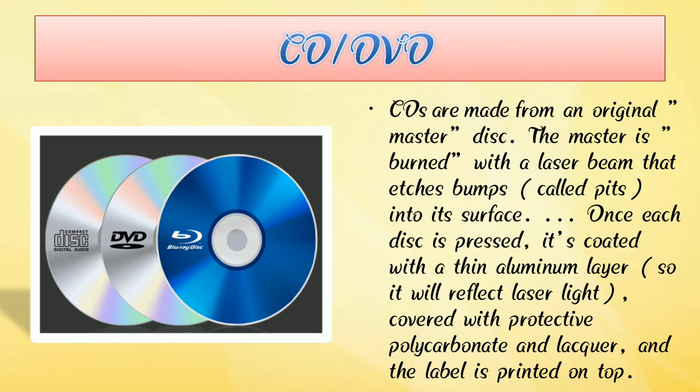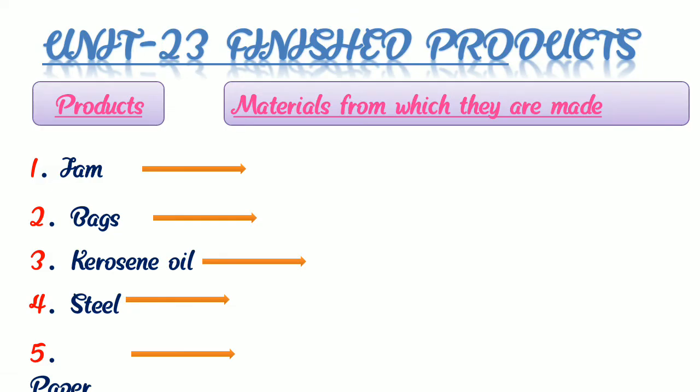So children, you all understand about these products and how they are made. Okay, now we are doing an exercise on it. Unit number 23, finished products. So here we see products and the materials from which they are made.